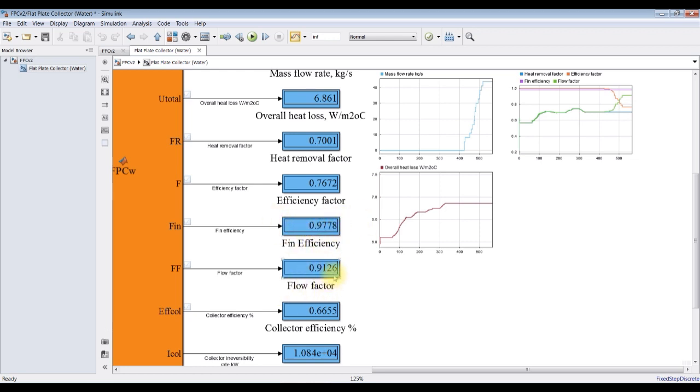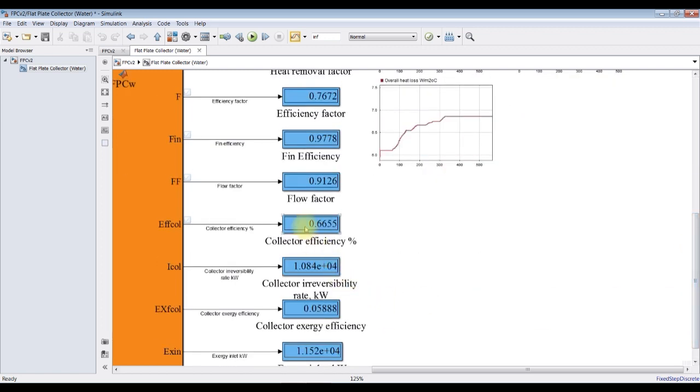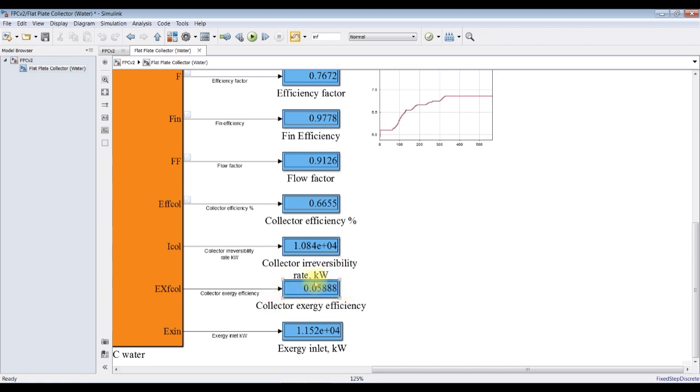Impressive results. Flow factor is quite interesting because as much as we could, we adjusted the operating conditions to the optimized levels. Therefore, we have fin efficiency nearly and flow factor nearly 1. Thermal efficiency 0.66. Total irreversibility rate, exergy destruction rate, exergetic efficiency is around 6%, and this is inlet exergy.